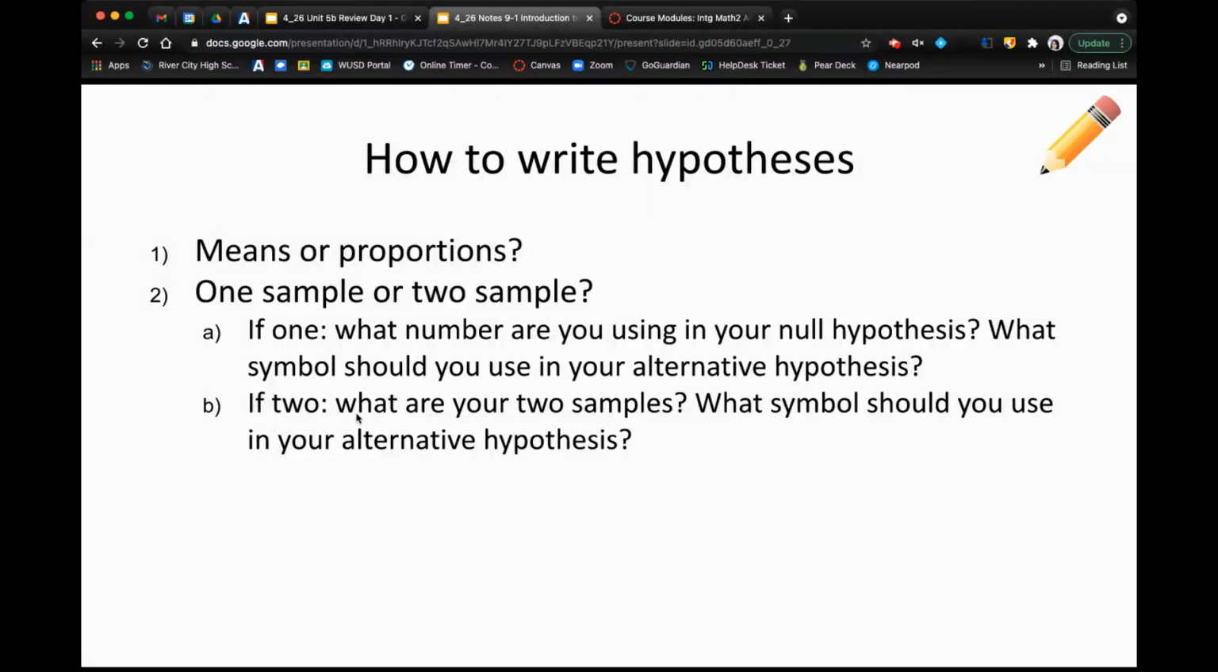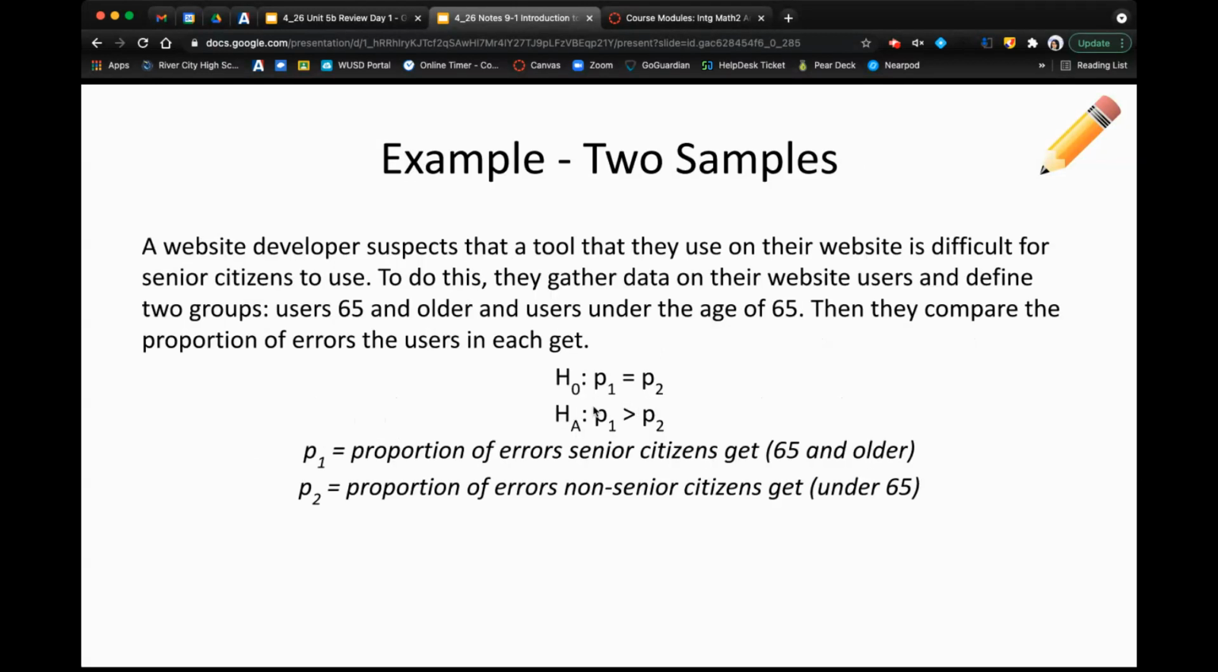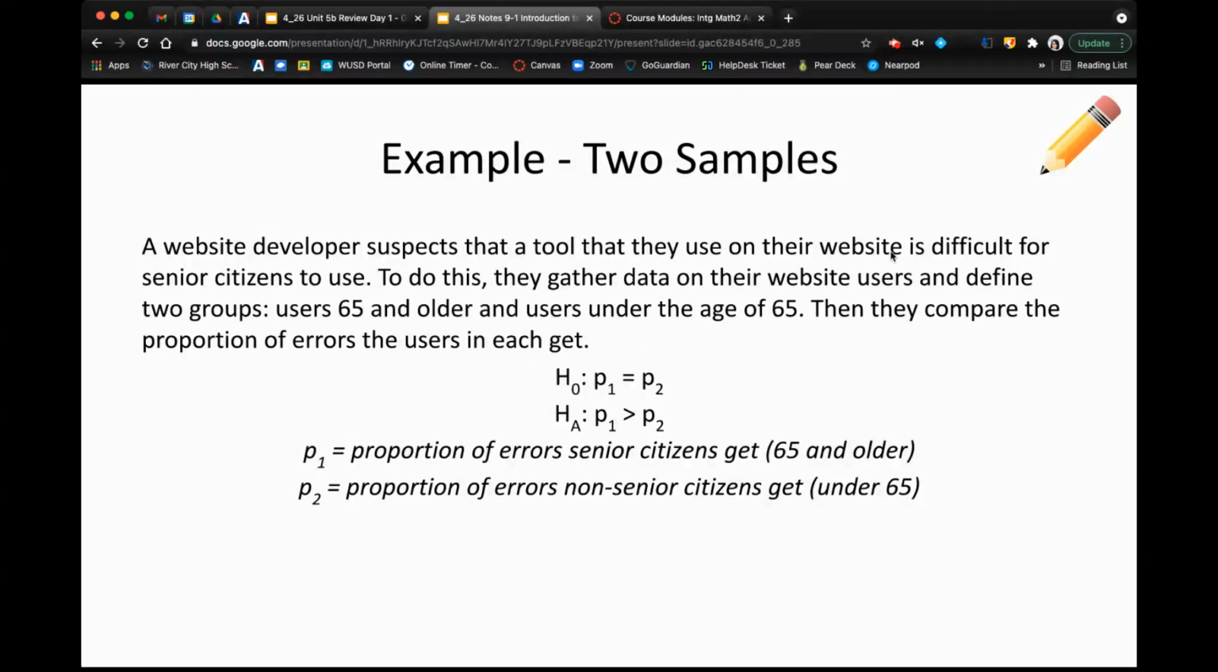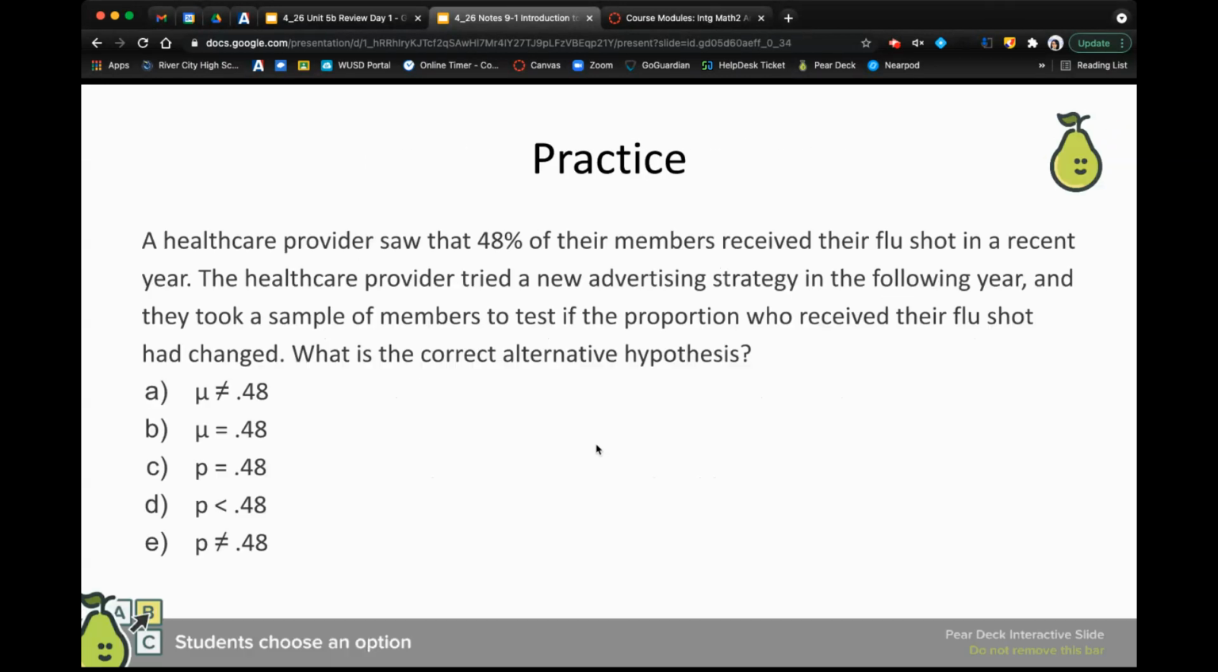If it's a two sample problem, you have to define what your two samples are. So in this case, it was the two different groups here. And then just like with a one sample, what symbol should you use in your alternative hypothesis? So in this, it says the website is difficult for senior citizens to use. This is a little bit trickier, but you would think that they would make more errors, which is why we use a greater than symbol.